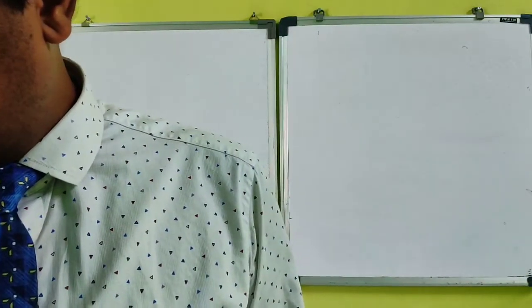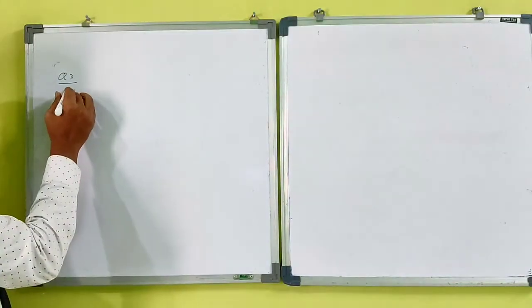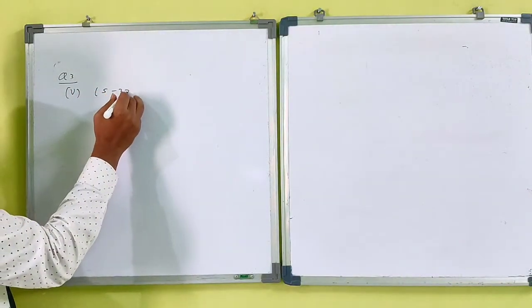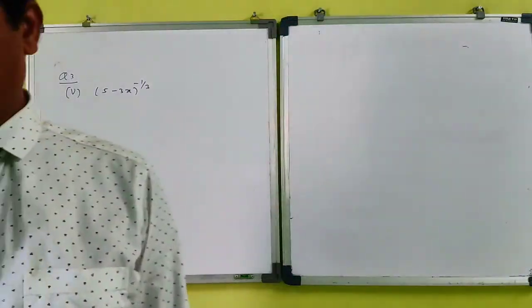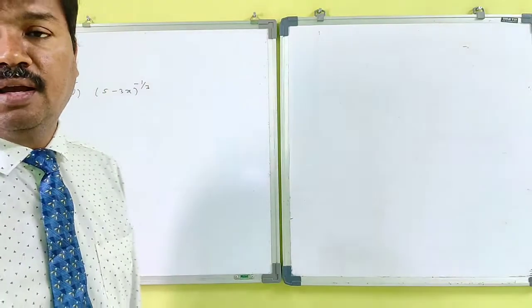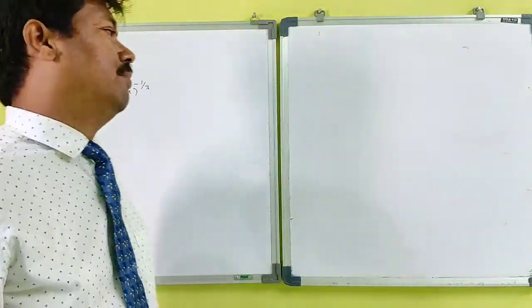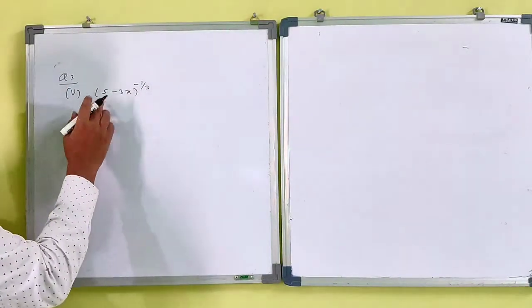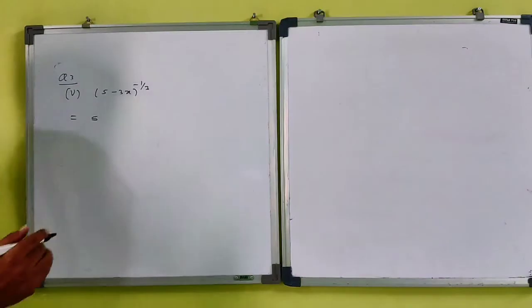So find the expansion of 5 minus 3x raised to minus 1 upon 3. In this question, they ask you to find the same thing, writing down the first 4 terms. So the same procedure, there is no difference. Make 5 common here. 5 common.